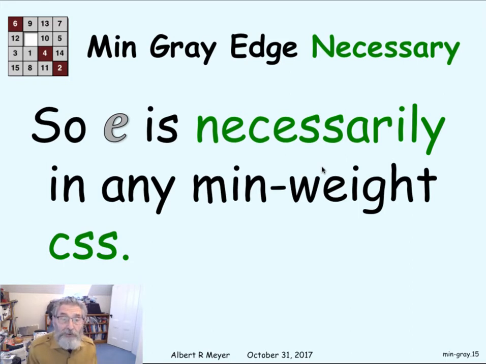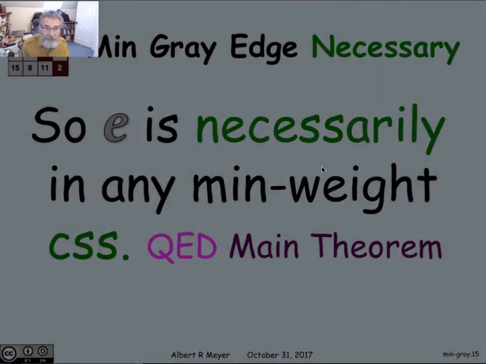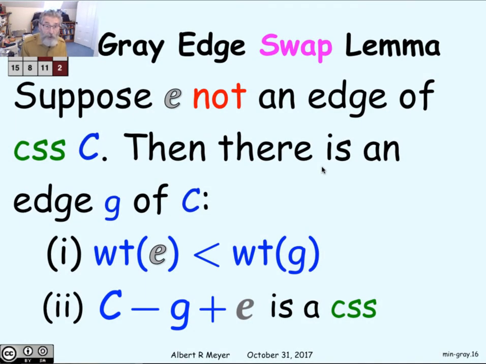It proves again the theorem that we were claiming, that every gray edge is necessary. We've finished proving the main theorem if we can prove the swap lemma. Well, let's restate the swap lemma to remember what we're aiming for. The swap lemma says that if you give me any connected spanning subgraph C and it doesn't contain our min-weight gray edge E, then there's another edge G that I can find in C that's heavier than E, and C minus G plus E is still connected. That's what I've got to prove.